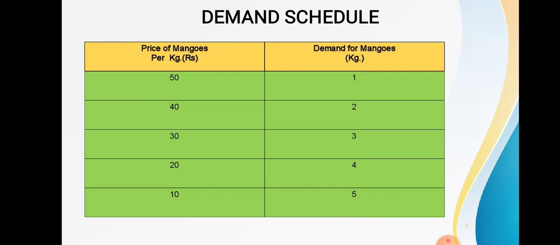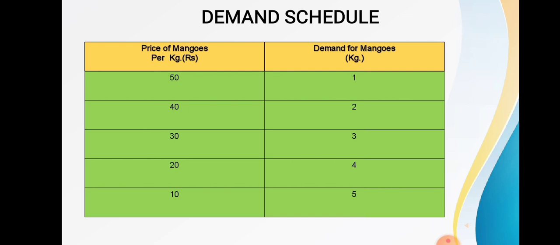As you can look at this schedule. So what is a schedule? A schedule is a tabular presentation of the data. In this schedule we can see two columns, the left hand side column and the right hand side column. The left hand side column indicates the price of the mango, whereas the right hand side column indicates the demand for the mango. When the price of the mango is rupees 50, its demand is 1 kg. Similarly, when the price decreases from rupees 50 to 40, its demand increases from 1 kg to 2 kg.